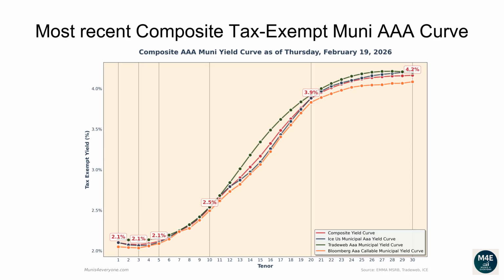The one-year composite tax-exempt yield is 2.1%. The two-year yield is 2.08%. The three-year yield is 2.08%. The 5-year yield is 2.12%. The 10-year yield is 2.52%. The 20-year yield is 3.88%. The 30-year yield is 4.16%.